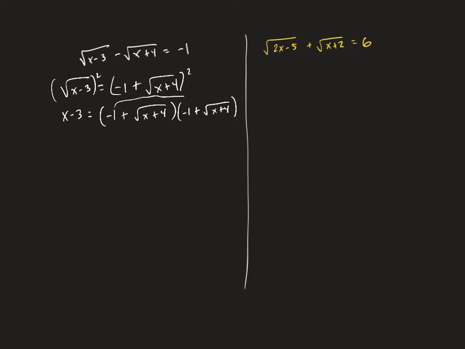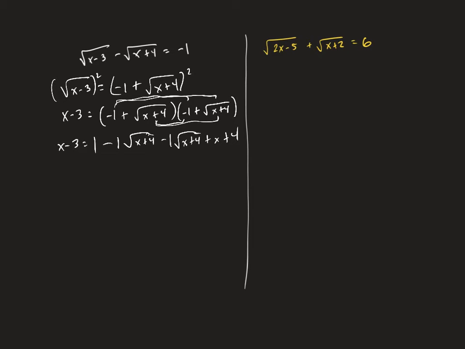Negative 1 times negative 1 is positive 1. Negative 1 times the square root is minus 1 of those square roots. Negative 1 times the square root is another minus 1 of those square roots. And then the square root times itself is going to be like squaring the square root, so it would undo and leave me with what's inside.